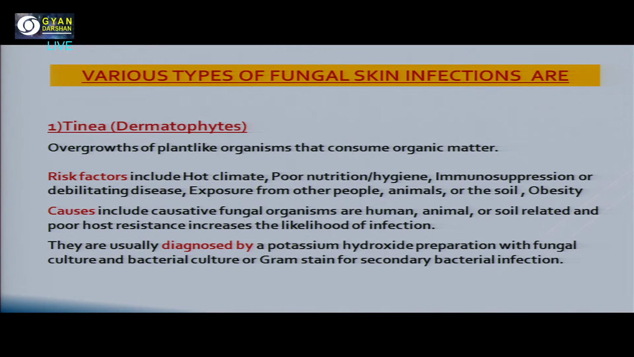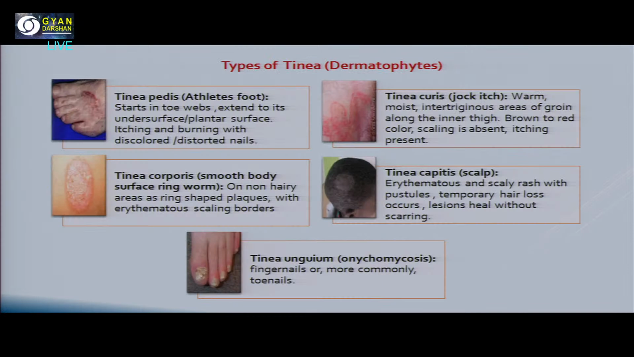So, all these factors are there. Then, what are the causes? As we know, tinea is the cause. This fungus comes from humans, animals, or it may be present in the soil. It is usually diagnosed with the help of potassium hydroxide with fungal culture, or Gram stain if there is a bacterial infection. There are various types of tinea.